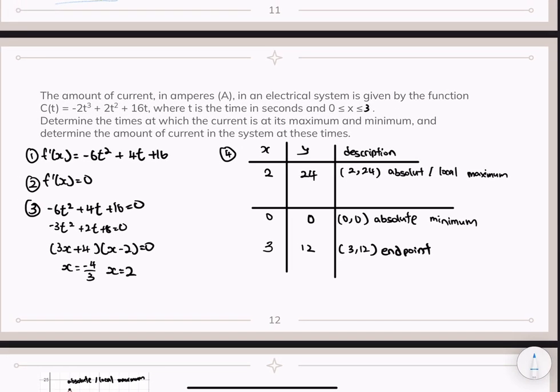So the amount of a current in amperes in an electrical system is given by the function C(t) equal to negative 2t cubed plus 2t squared plus 16t, where t is the time in seconds and the interval is 0 to 3. So determine the times at which the current is at its maximum and minimum, and determine the amount of current in the system at this time.